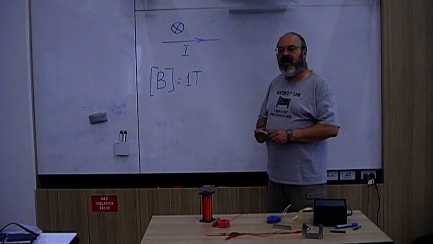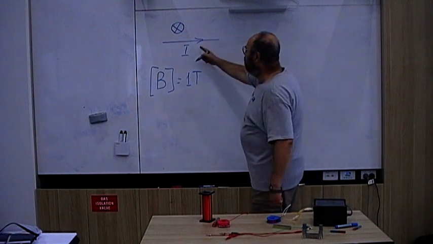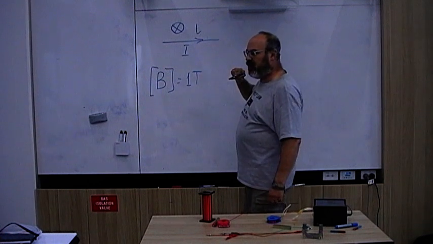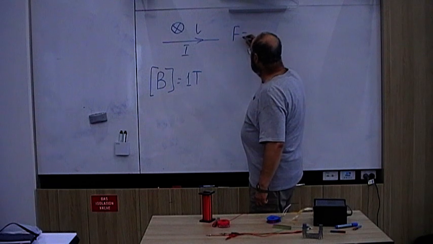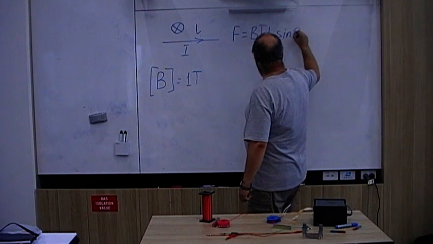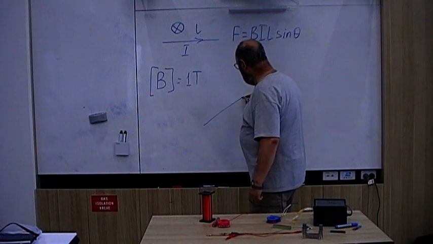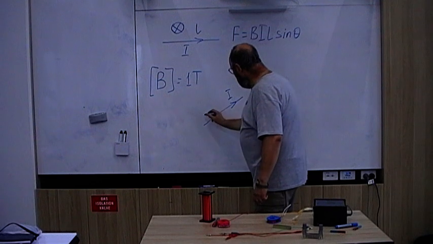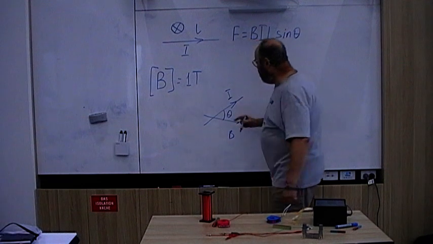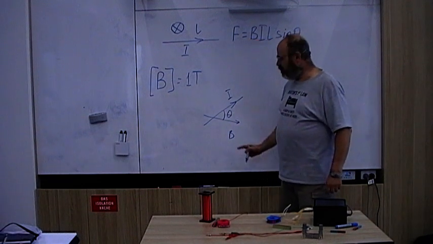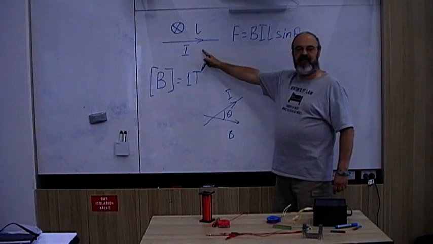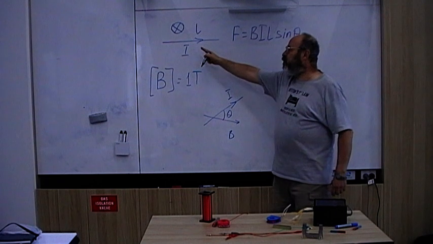magnetic field. And the force acting depends on the length of the wire with the current, L. Then the force is B I L times sine theta. So if we have the current, and this is a magnetic field, that is the angle between them, angle theta. So what is the angle between them in this case?